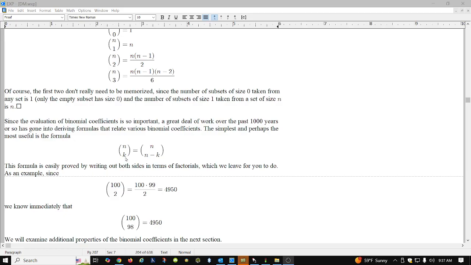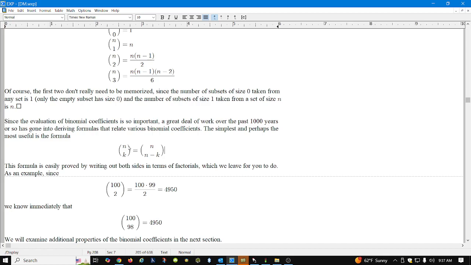The simplest one, however, is this one. Well worth remembering. All you have to do is write down the definition using factorials, and you'll see they're the same. But there's another way to see these two binomial coefficients are the same without writing down anything. This is the number of ways of choosing k objects from a set of size n.